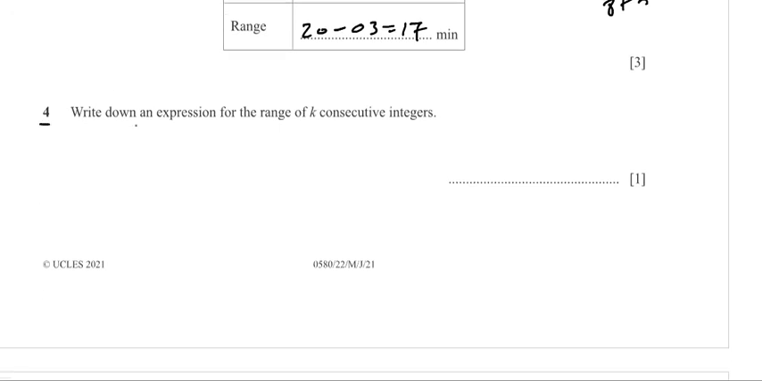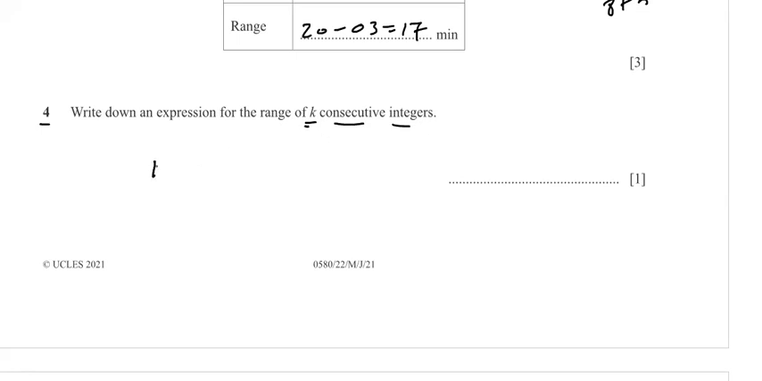Okay, next, question number 4: write down an expression for the range of k consecutive integers. If you know the meaning of consecutive integers, this question will be very simple. Consecutive means that they come one after the other. So you have to write down an expression for the range of k consecutive integers.